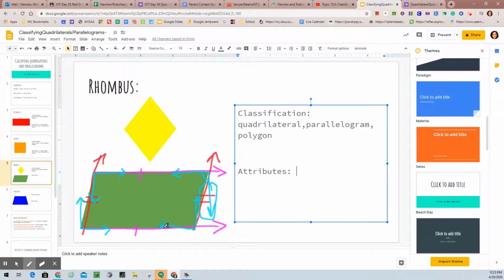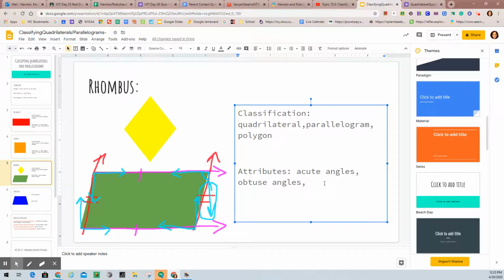So this rhombus has 2 acute angles and 2 obtuse angles. So I'm going to put acute. Nothing is typing for me today. Have you noticed that? Acute angle, obtuse angle. Let's put acute angles because there is more than one. Obtuse angles. It doesn't have any right angles.